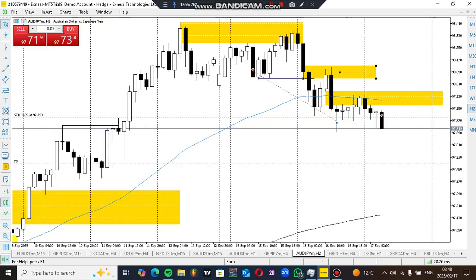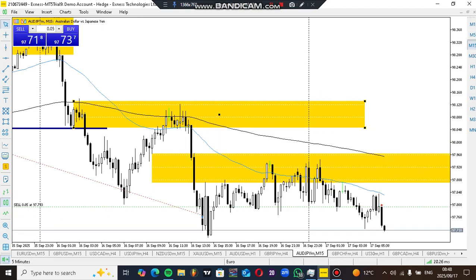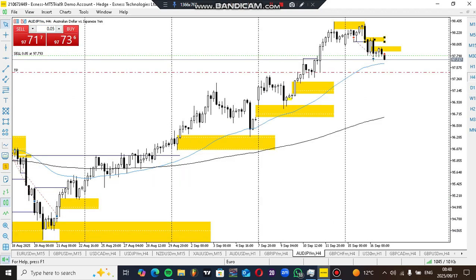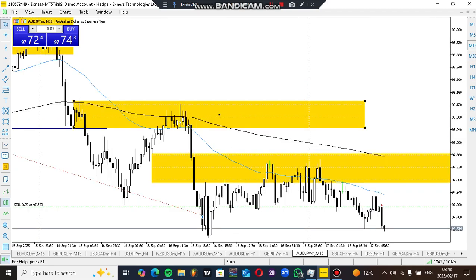You can see market right now is going to our targets slowly, but market is heading to our targets. So currently all the trades are in profit. And we'll see how they play out.